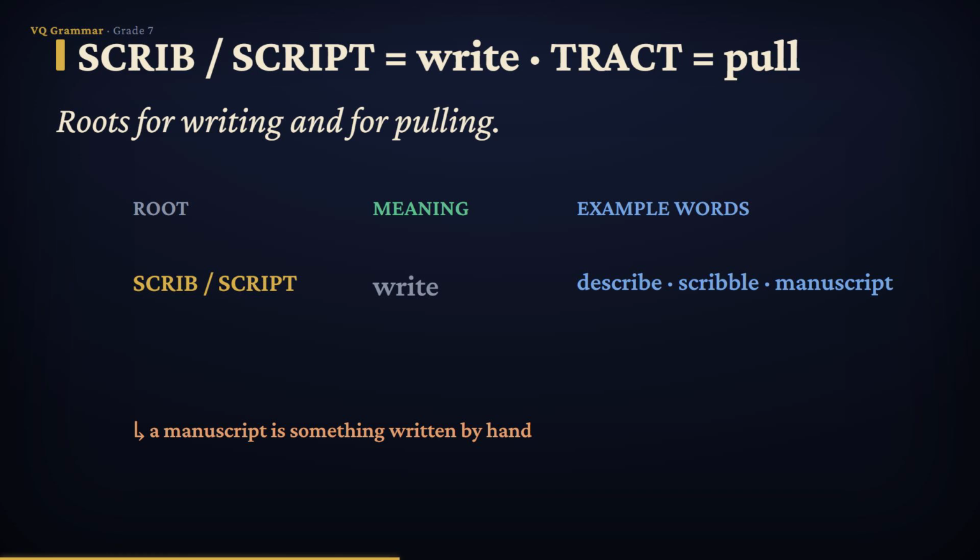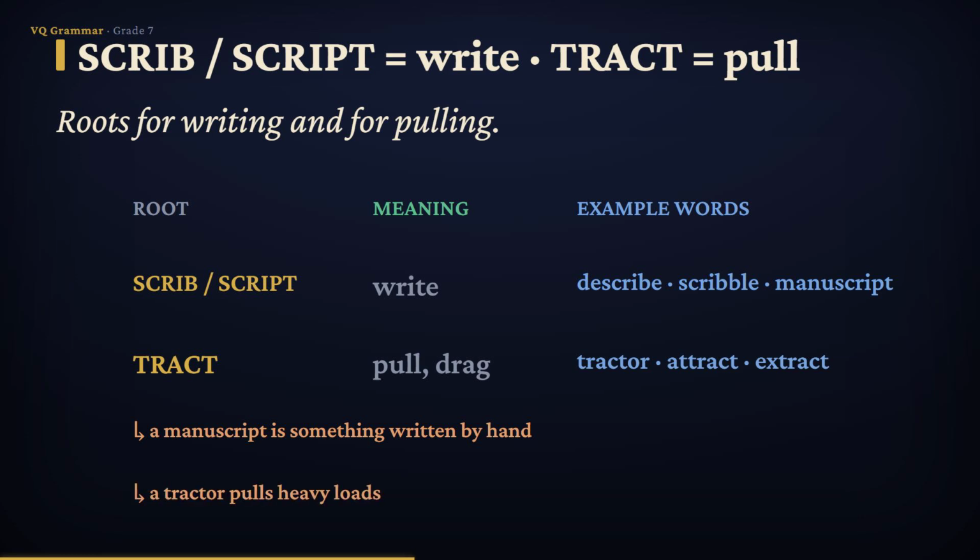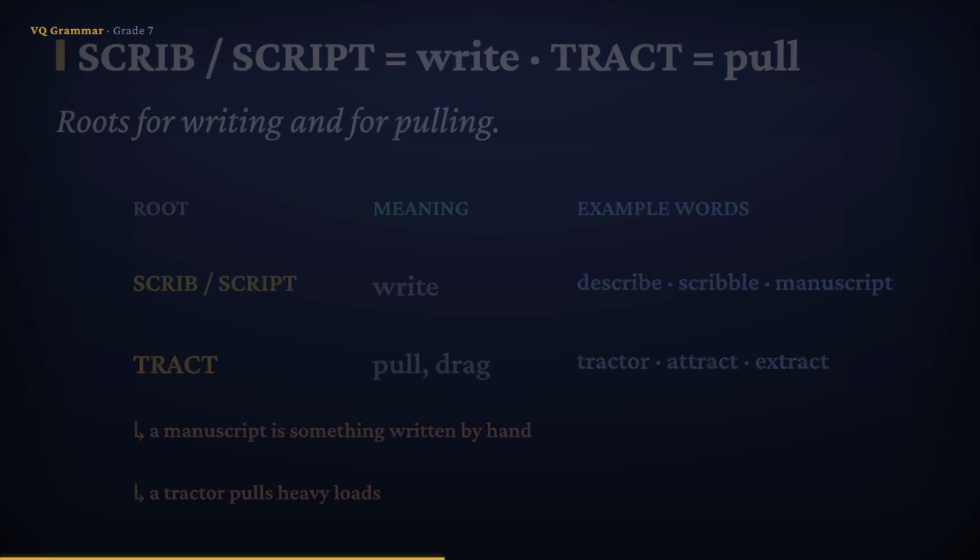Our last root for today is TRACT, which means to pull or to drag. A tractor is a machine that pulls heavy equipment across a field. When people or ideas attract you, they pull you toward them. And to extract something is to pull it out. Write with SCRIB, pull with TRACT.